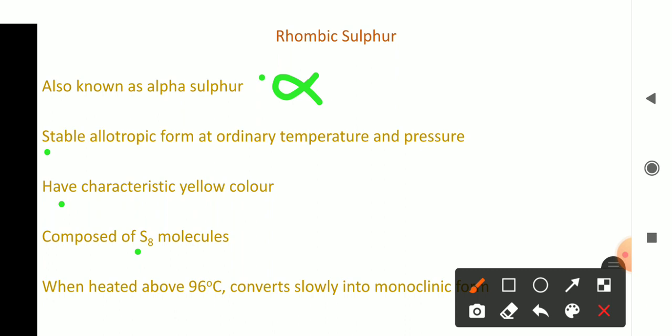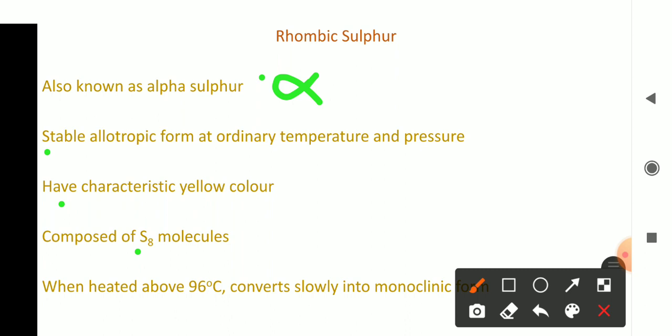When this rhombic sulfur is heated above 96 degrees Celsius, it is slowly converted into the monoclinic form. So how will we convert rhombic sulfur into monoclinic sulfur?